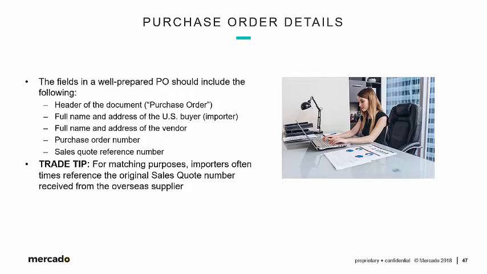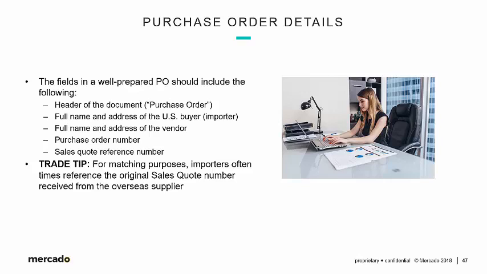Okay, so let's get down to the content of POs. The fields in a well-prepared purchase order should include the following. The header of the document, explicitly stating this is a purchase order. Just like we saw in the quotation, the pro forma invoice that we saw previously, one has to be explicit about what that document is. In the most simplistic of terms, we need the full name and address of the U.S. buyer, the importer, and the full name and address of the vendor. No P.O. boxes allowed in the post-9/11 world.